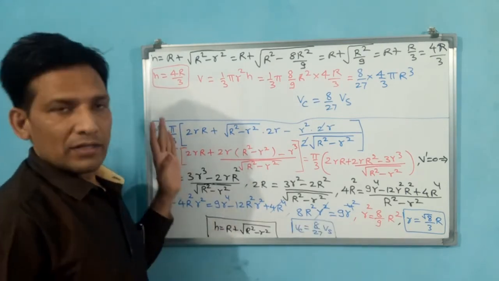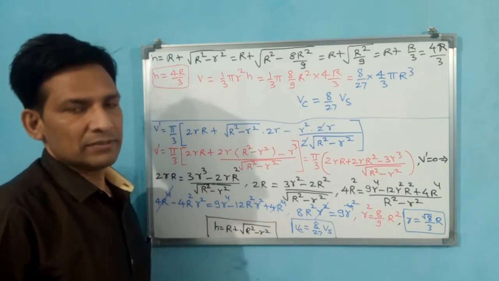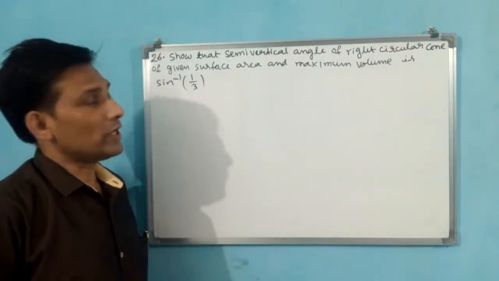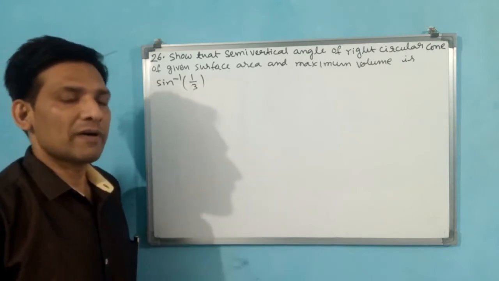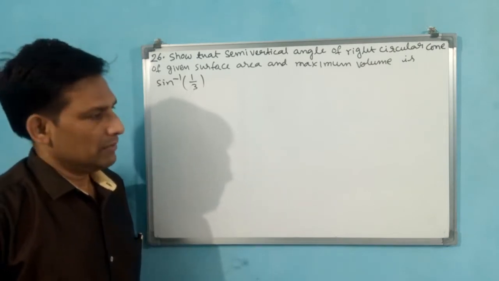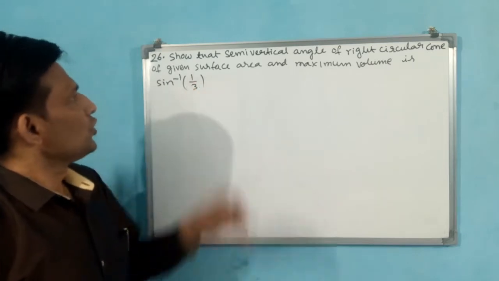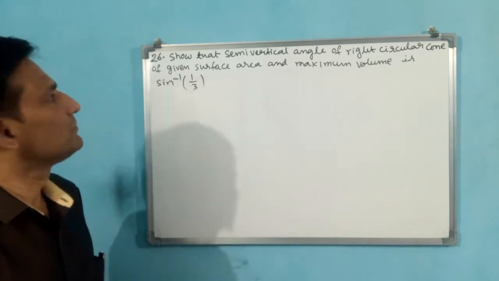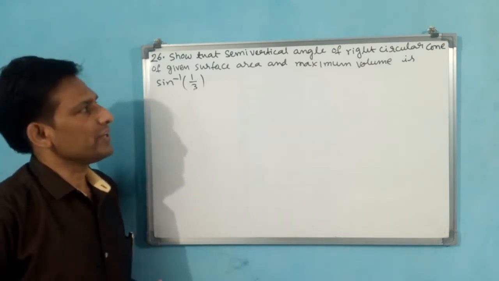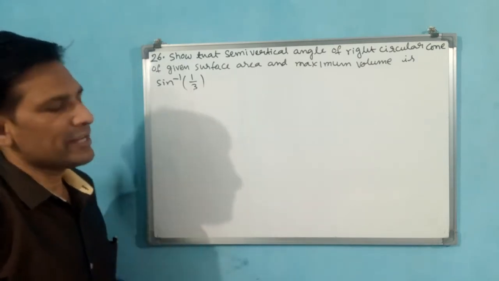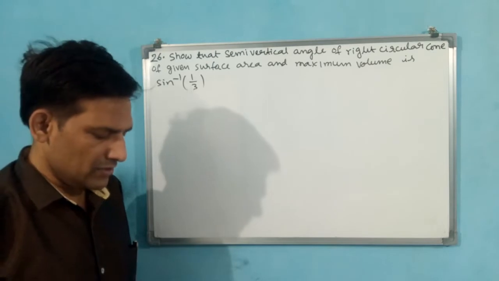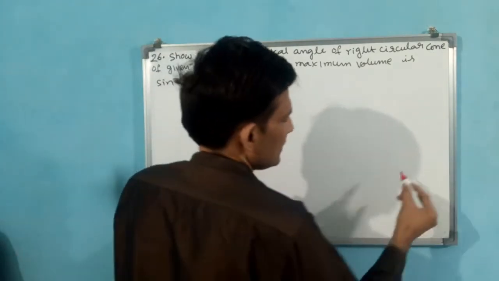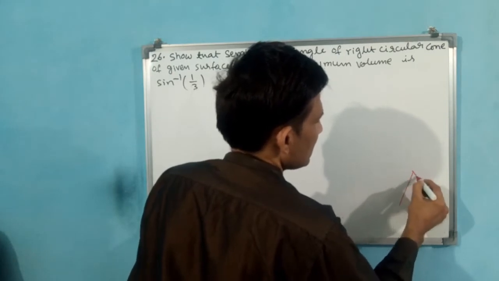Okay, let us go for the 26th question. See the 26th question, understand it carefully. Like this question we have already done, but I will explain what the difference is. Show that the semi-vertical angle of the right circular cone of given surface area and maximum volume is sin inverse 1/3. Okay, semi-vertical angle means what? Already we have done this. You see, earlier what we have done?